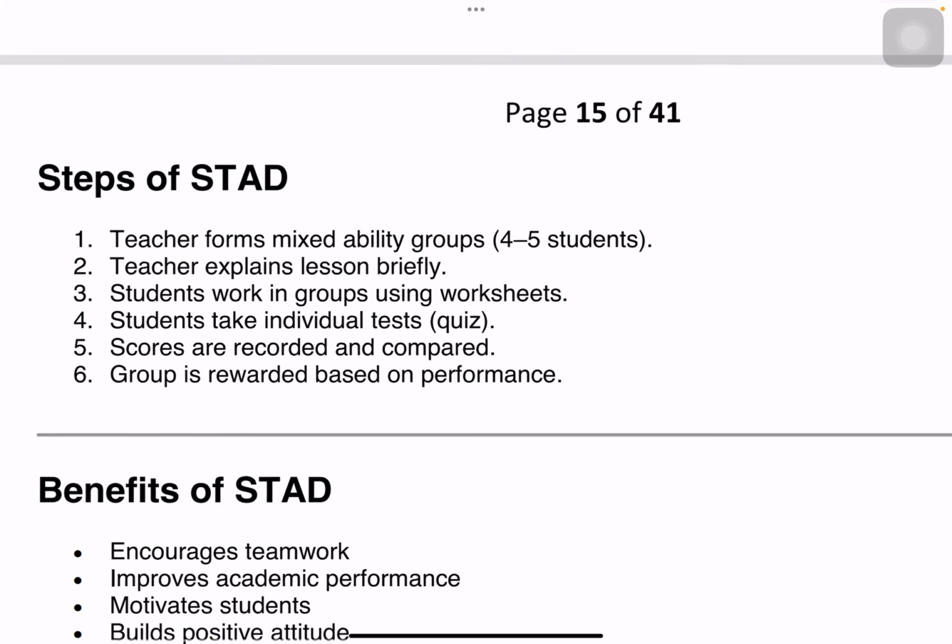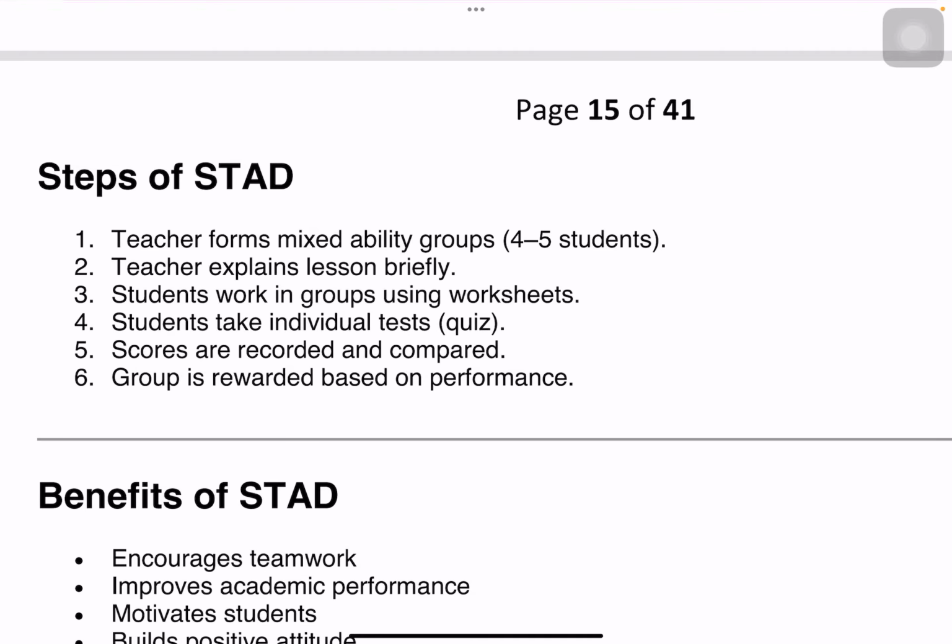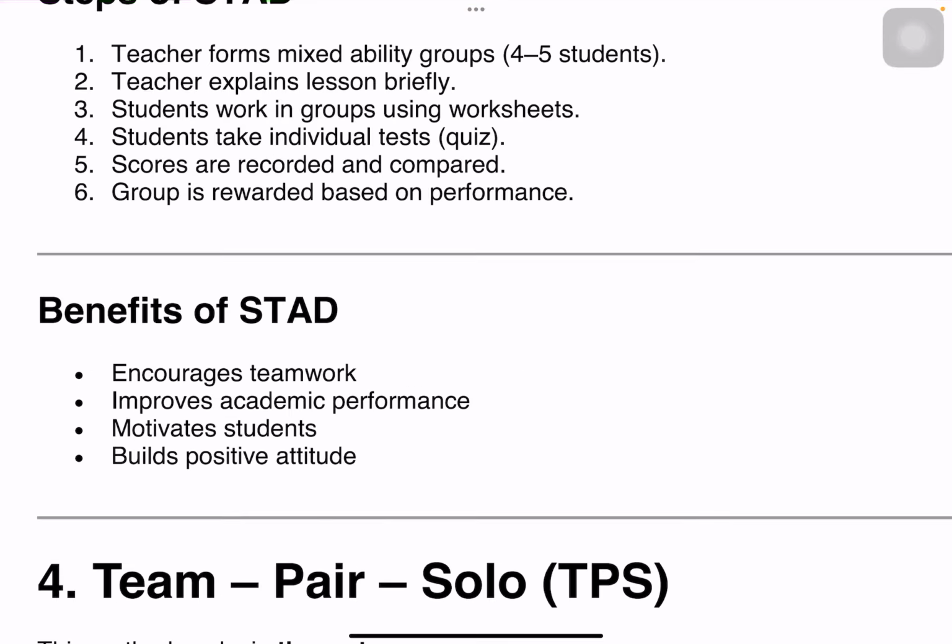Steps of STAD: Teacher forms mixed ability groups of 4 to 5 students. Teacher explains lesson briefly. Students work in groups using worksheets. Students take individual test, quiz. Scores are recorded and compared. Group is rewarded based on performance.